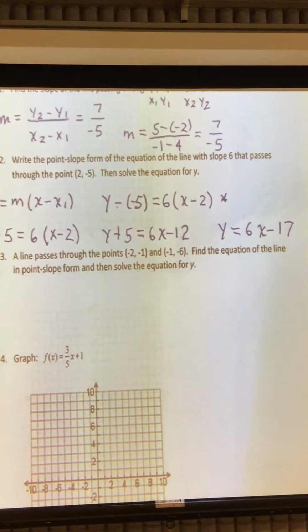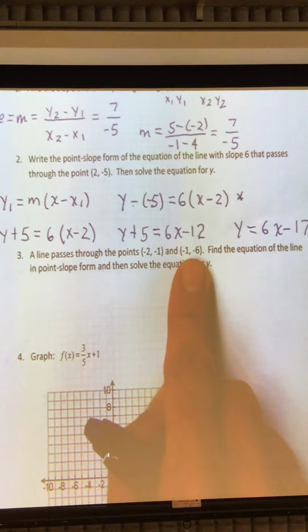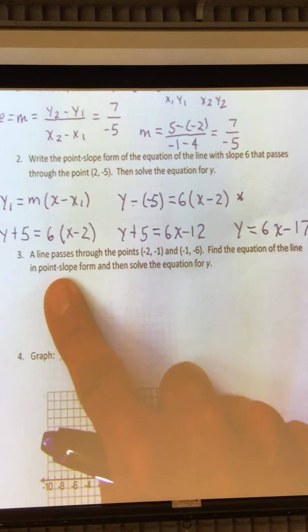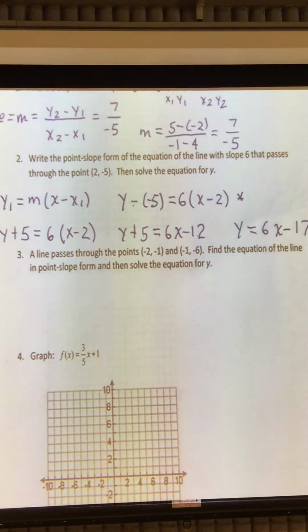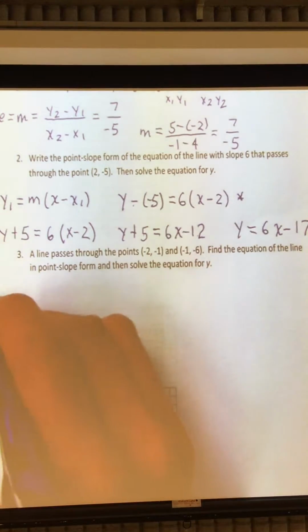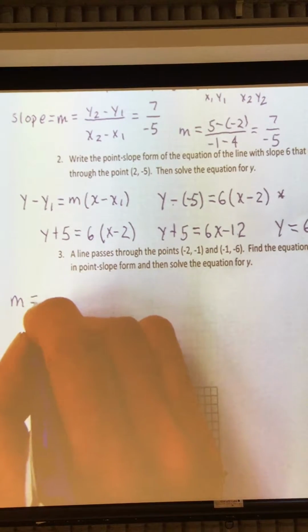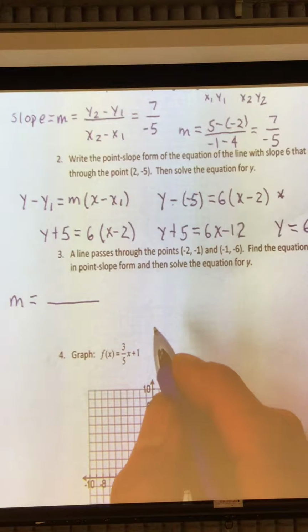Problem 3. We're now given 2 points that are on our linear function and asked to find the equation of the line in point slope form, and then, as before, solve that equation for y. This is similar to problem 2 and problem 1 put together. First, we'll calculate the slope of the line, and we need to get the change in the y divided by the change in the x.